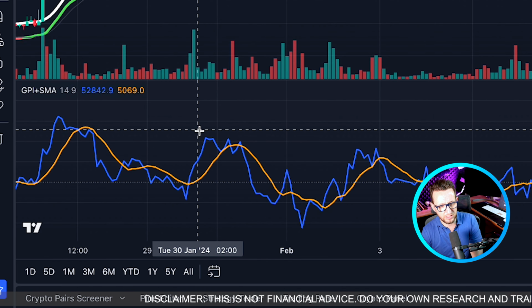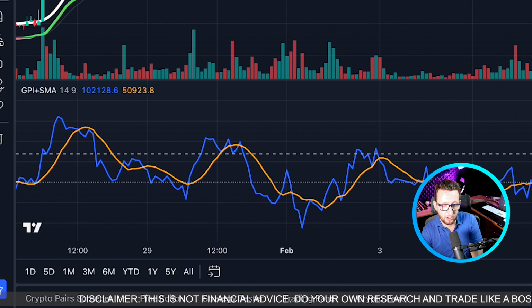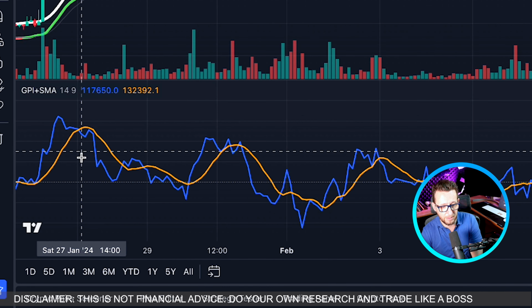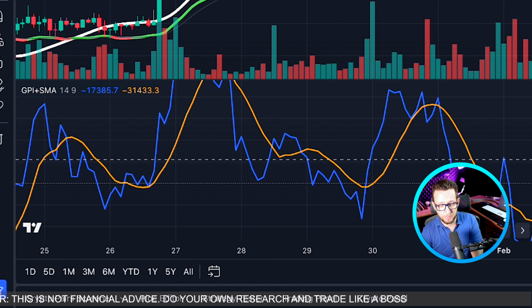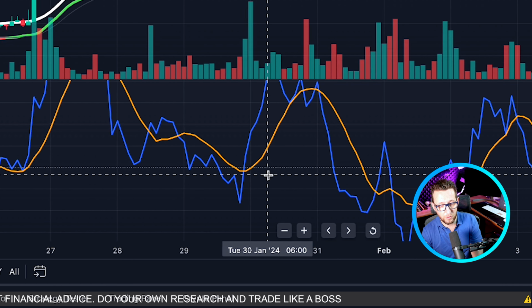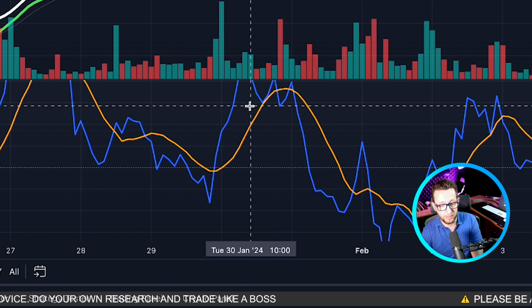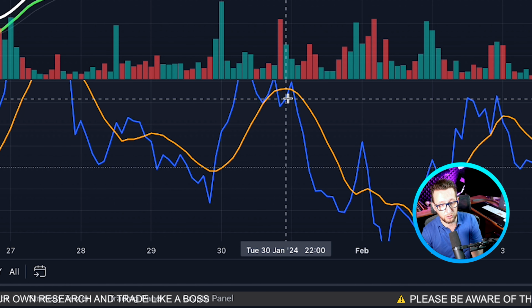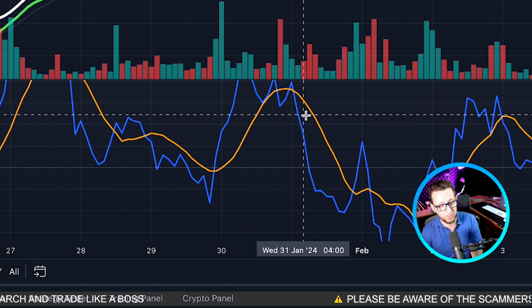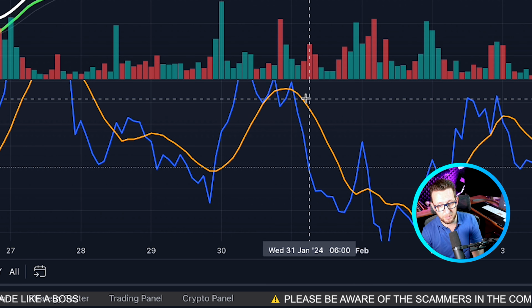Okay, so this gives us kind of an RSI looking trading indicator here in blue and orange. It is very simple. We're on default settings. When the blue line is above the orange line, we're looking for longs. When the orange line is above the blue line, we're looking for shorts. Couldn't get much easier than that.